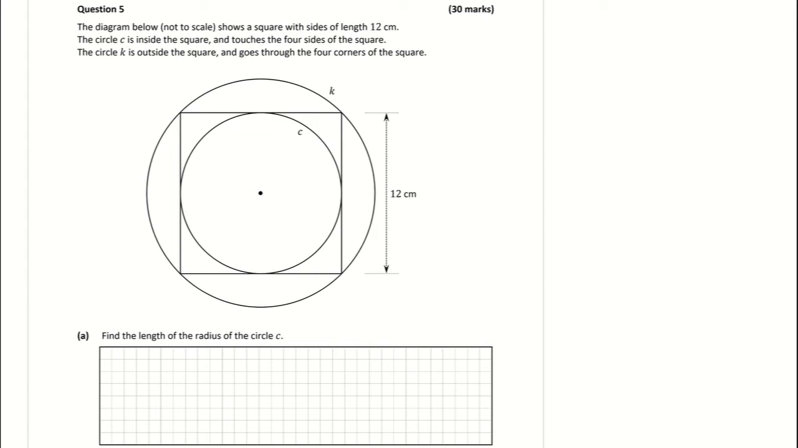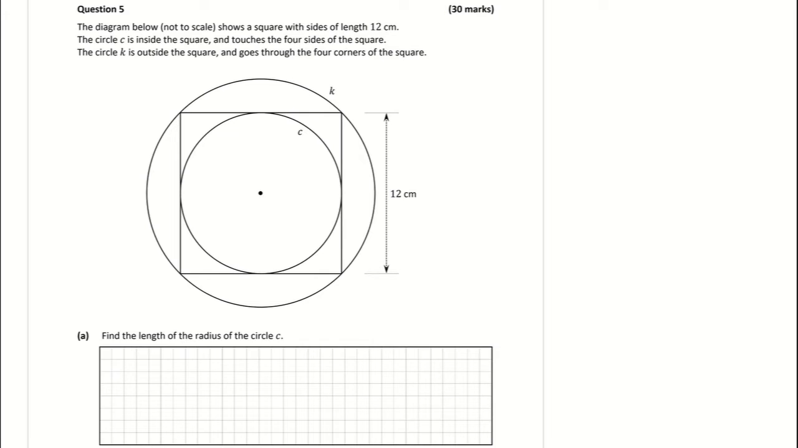Question 5. The diagram below, not to scale, shows a square with sides of length 12 centimeters. The circle C is inside the square and touches the 4 sides of the square. The circle K is outside the square and goes through the 4 corners of the square. Part A, find the length of the radius of circle C.